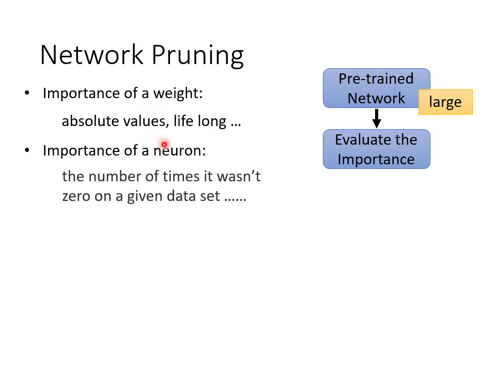We can also evaluate the importance of a neuron. We can also use neurons as pruning units. How do we evaluate the importance of a neuron? You can count the number of times the neuron output is not 0. There are many ways to judge whether a parameter or a neuron is important. We won't go into details here. Prune unimportant neurons, or unimportant parameters. Remove them from the model, and you will get a relatively small network.